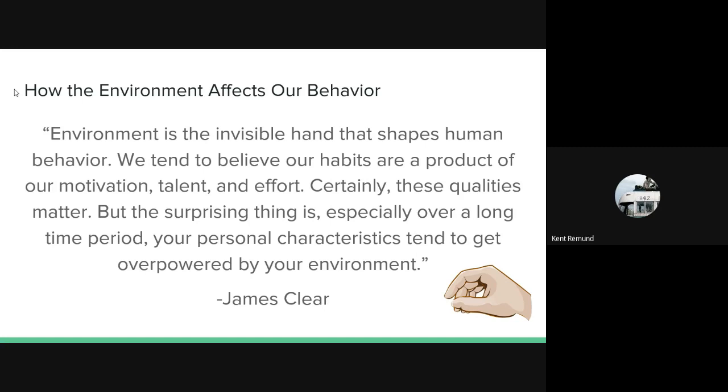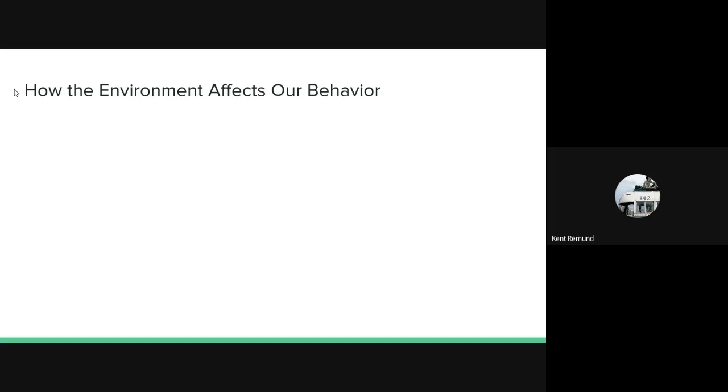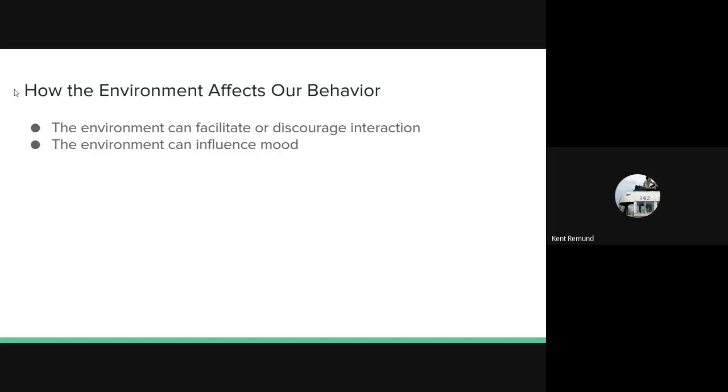Our species, you may have heard the term code switching. We talk certain ways in certain environments and certain ways in other environments, and we do code switching with AAC as well. You hear it a lot with students that speak multiple languages. They speak their native tongue at home and another language at school, English at school. But we code switch with AAC as well, and we don't even realize it, because the environment is shaping our behavior. So the environment can facilitate or discourage interaction, and it can influence our mood.